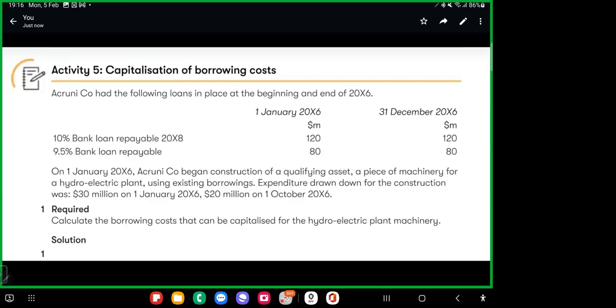On 1 January 2016, a company began the construction of a qualifying asset, a piece of machinery for a hydroelectric plant. Using existing borrowings, expenditure drawn down for the construction was 30 million on 1 January and 20 million on 1 October 2016. Calculate the borrowing cost that can be capitalized for the hydroelectric plant machinery. Now, what I want you to understand in this example only is how to calculate the capitalization rate.